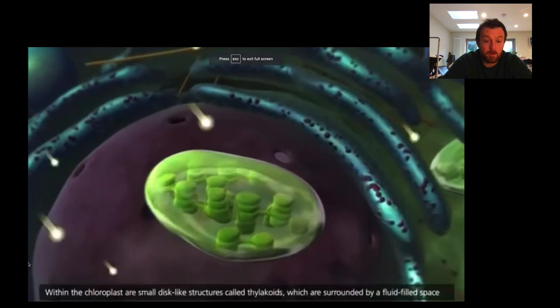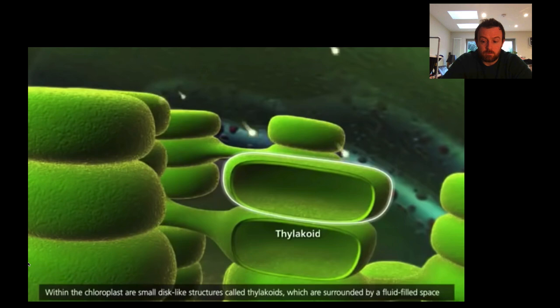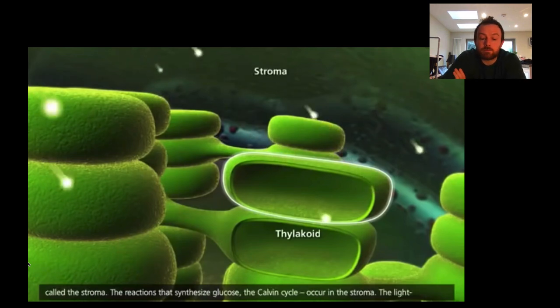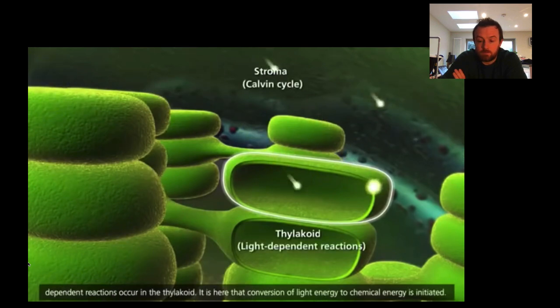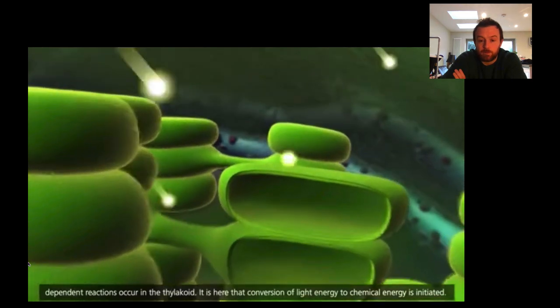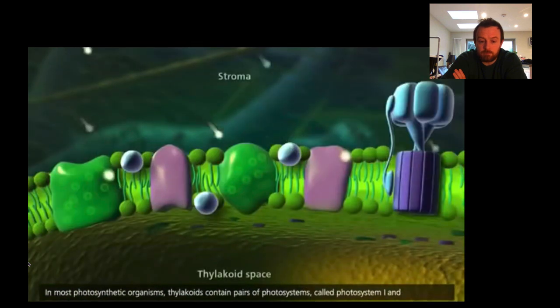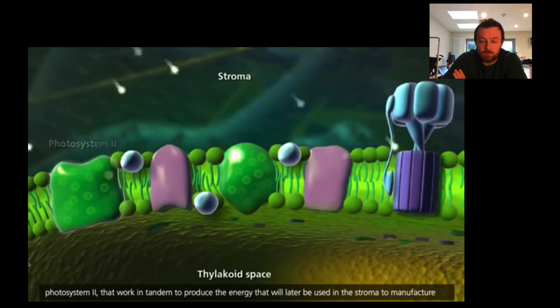Within the chloroplast are small disc-like structures called thylakoids, which are surrounded by a fluid-filled space called the stroma. The reactions that synthesize glucose, the Calvin cycle, occur in the stroma. The light-dependent reactions occur in the thylakoid. It is here that conversion of light energy to chemical energy is initiated. In most photosynthetic organisms, thylakoids contain pairs of photosystems called photosystem 1 and photosystem 2 that work in tandem to produce the energy that will later be used in the stroma to manufacture sugars.